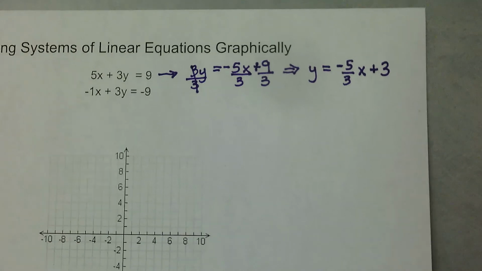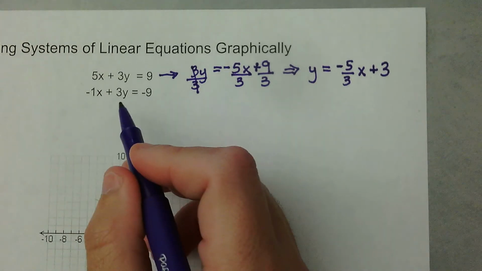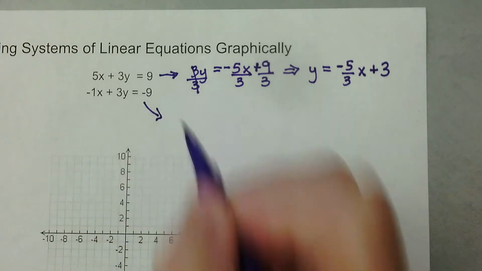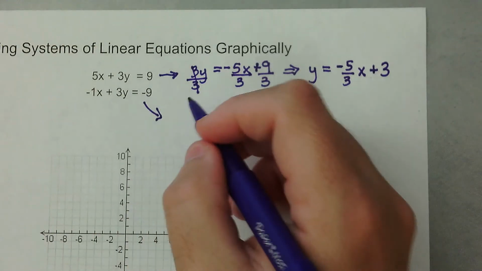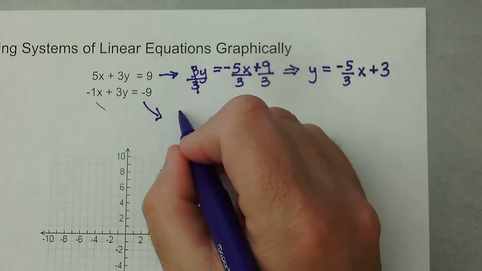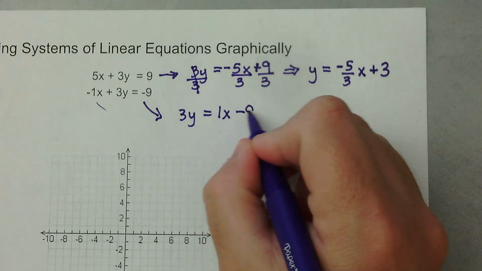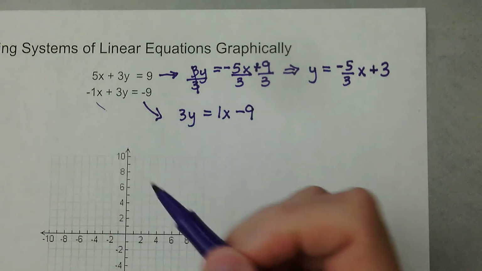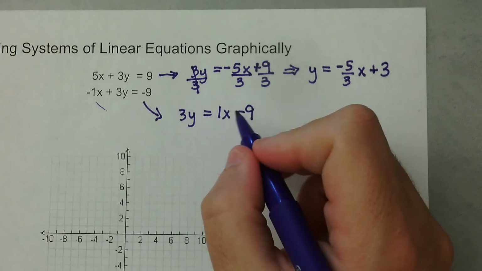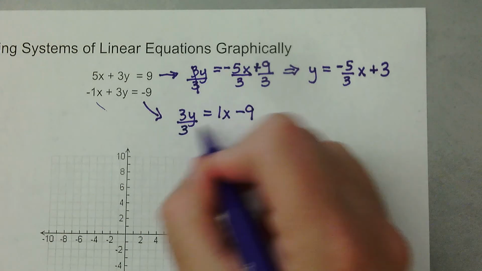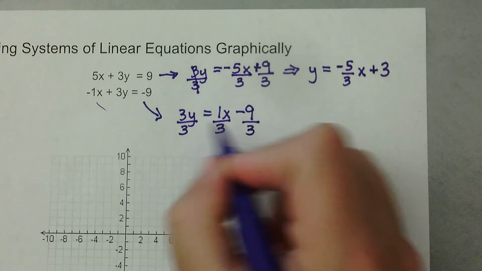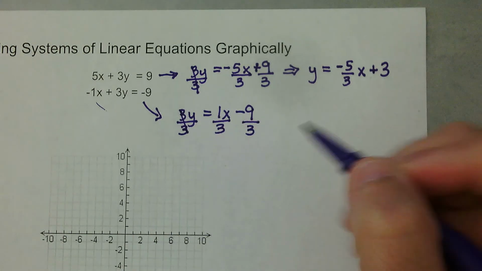Then we're going to do the same thing with this one. In this case, we're going to get y by itself over here. In order to get y by itself, I have to add 1x over. So this is going to be 3y equals positive 1x minus 9. We're adding that 1 over because we need inverse operations. Then we're going to divide everything through by 3. So move the x and divide by the constant in front of y.